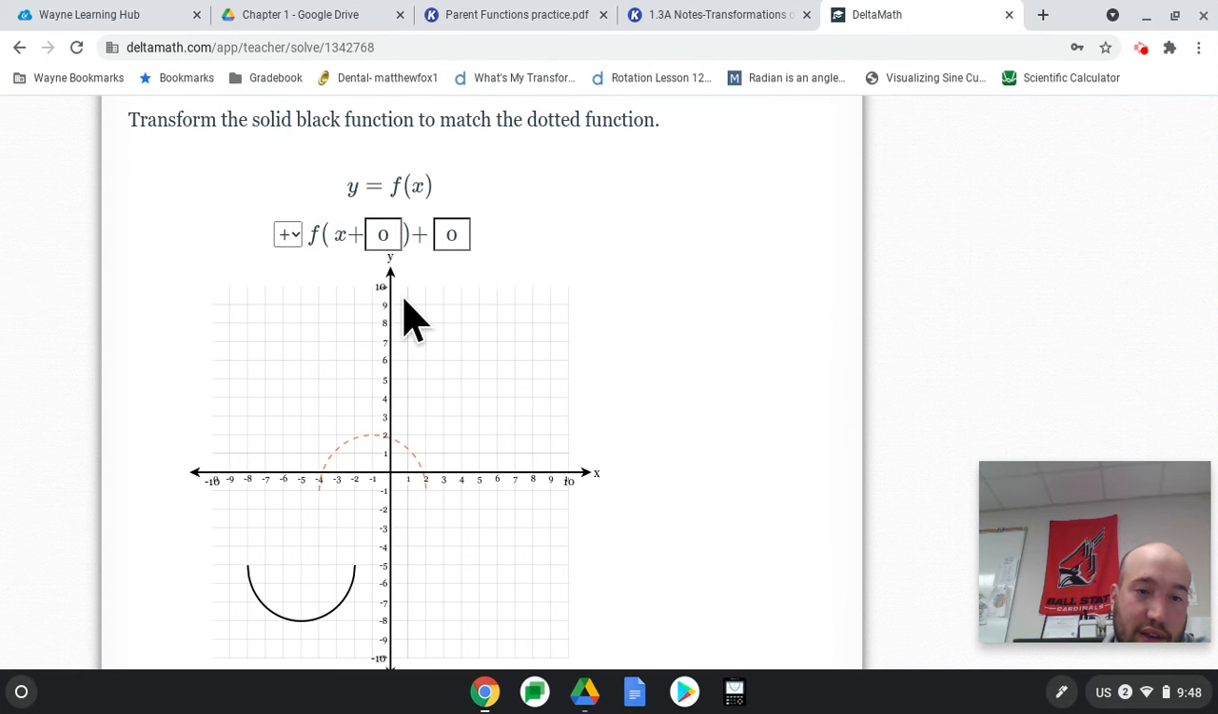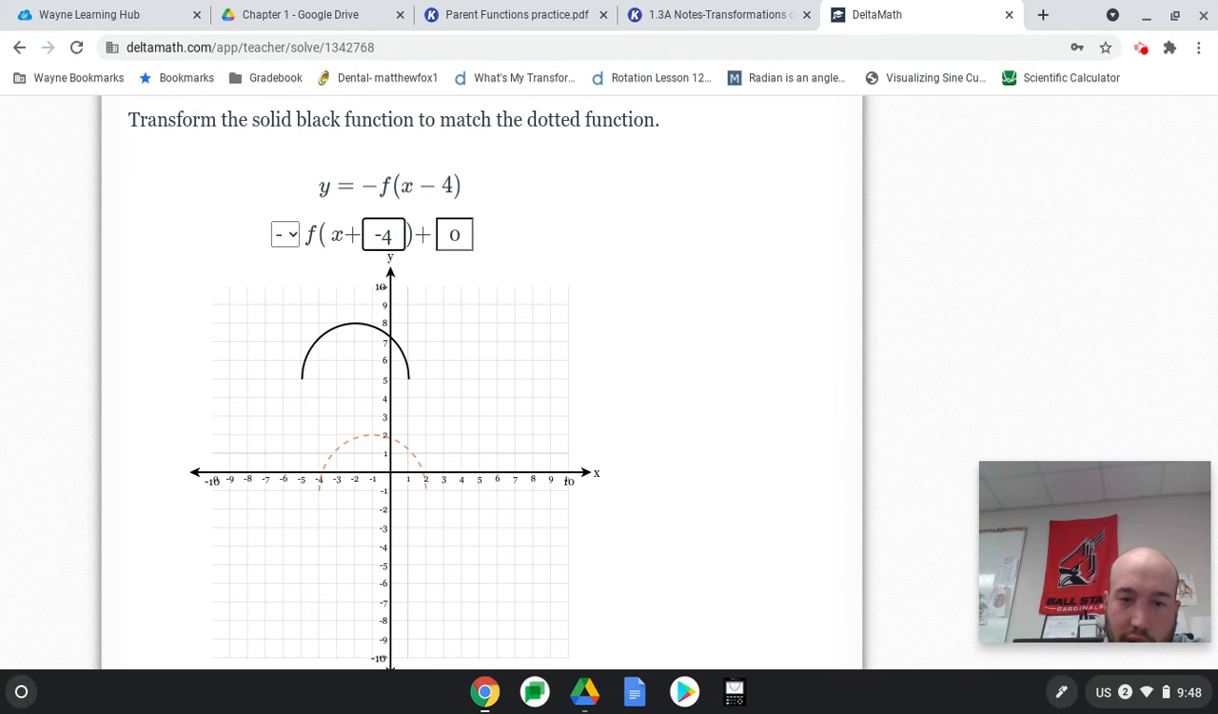We haven't had one like this, but we know the original was in black here. We need it to flip, so I'll change that to negative. Now I need it to move to the right. So if I do right, it's going to be negative, say -3. Does that match up? Oh, not quite far enough.